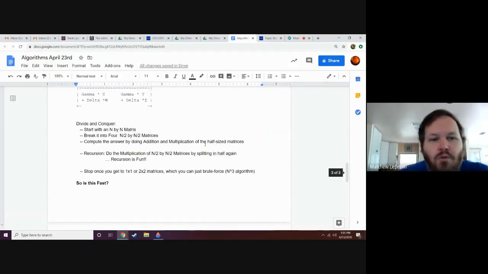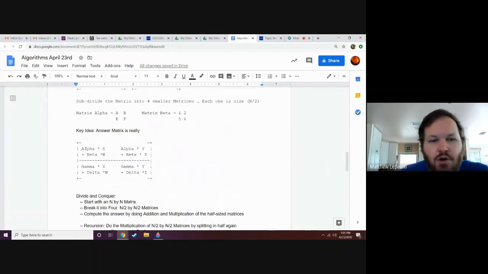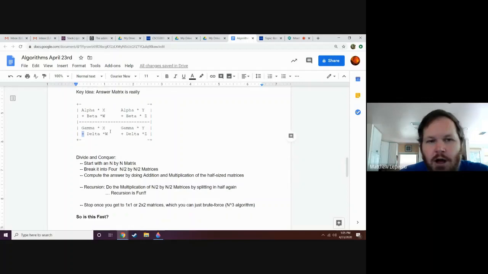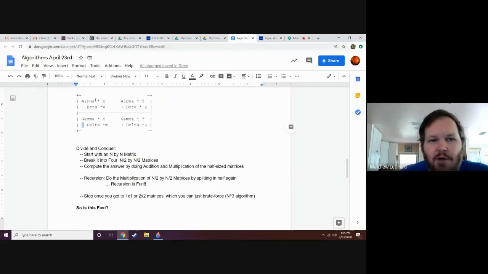So what we need to do here is multiply some of these smaller matrices, and then we need to do some additions. Does that make sense? Alpha, beta, x, and w, everything here is a half-sized matrix. So the first question is: how many multiplications and how many additions do we need to do?